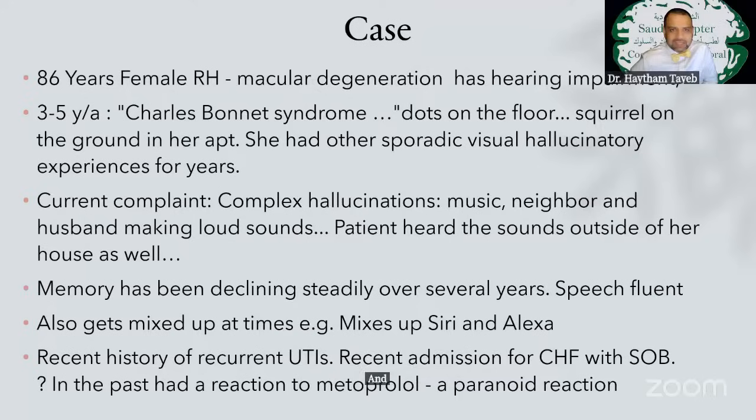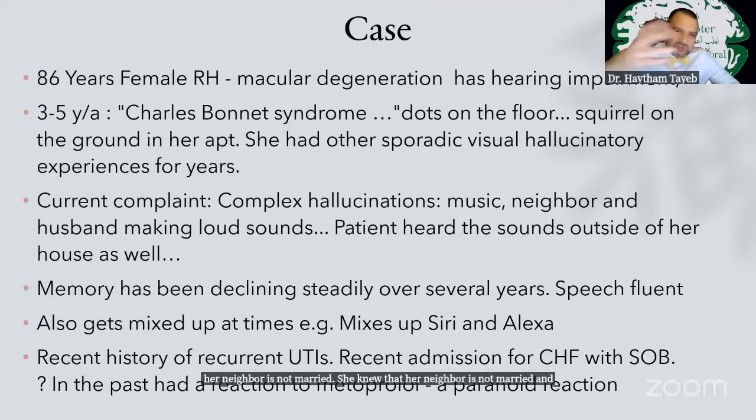She had come to me about a year ago with very vivid hallucinatory experiences, that her neighbors were having loud parties and that she could hear the neighbor and her husband making loud sounds. The interesting thing is that her neighbor is not married. She knew that her neighbor is not married, and it led to a whole social problem amongst the two families. It was a delusion in addition to the hallucinations.